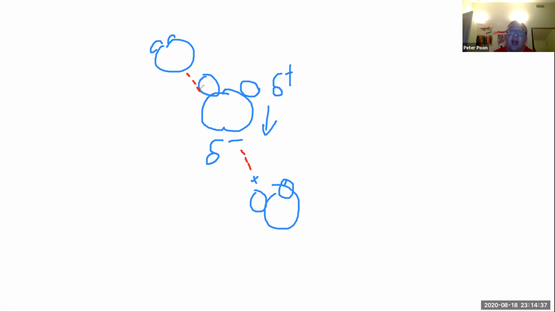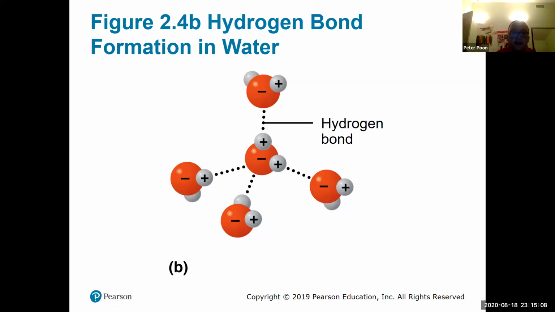A hydrogen bond is far weaker than the other 2 bonds, but they play a huge role in biology because they're incredibly common. And therefore, because they're so common, they play more roles. So let's go back to my picture. Those are hydrogen bonds.